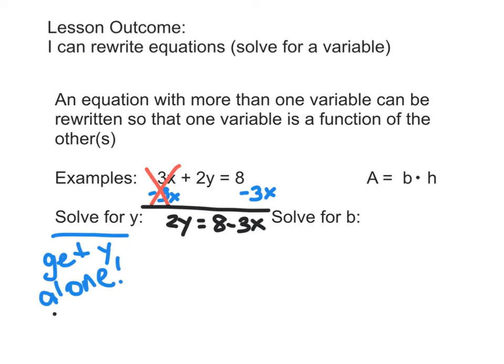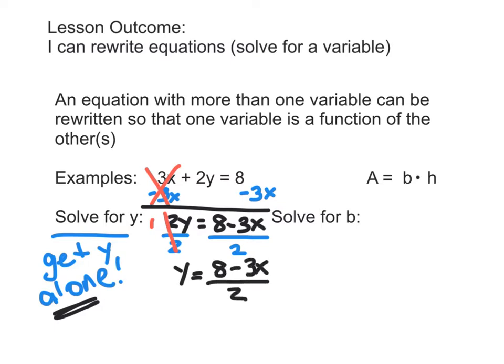At this point, y is not alone yet. To be alone, it has to have a coefficient of 1, so 1y we're looking for. So we need to divide by 2, because we know 2 over 2 is 1, and that will leave us with just 1y on the left-hand side. To do this on the other side of the equation, we need to divide this entire side by 2. The entire side. So if we rewrite this, y equals 8 minus 3x over 2. And this is an acceptable final answer.